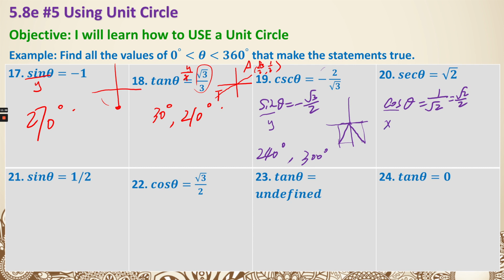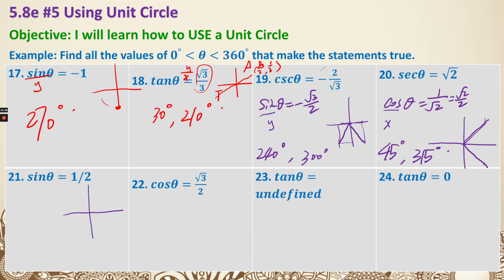Cosine is x. So that means we're trying to find anywhere the x is actually around square root of 2 over 2. Well, here they are. The only way to get square root of 2 over 2 is to relate the angles to 45-degree angles. So the first quadrant is just going to be a 45-degree, and then the fourth quadrant is going to be a 315 degree. Moving on, sine theta is 1/2.